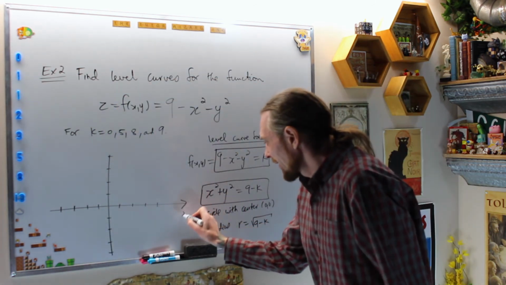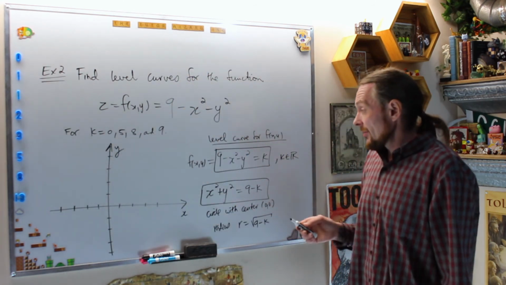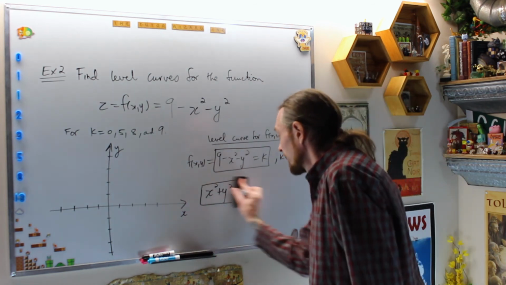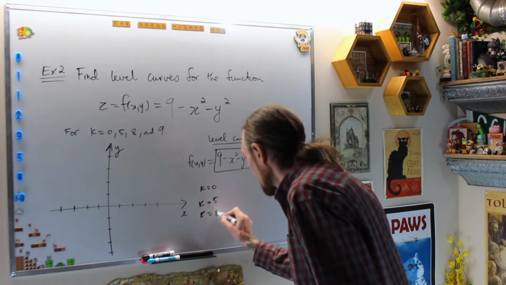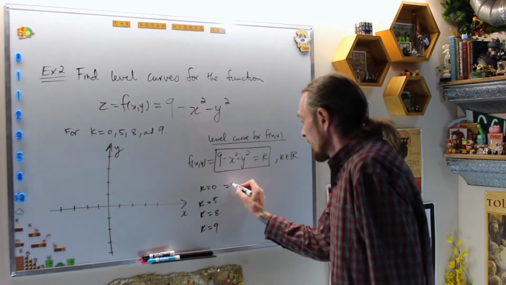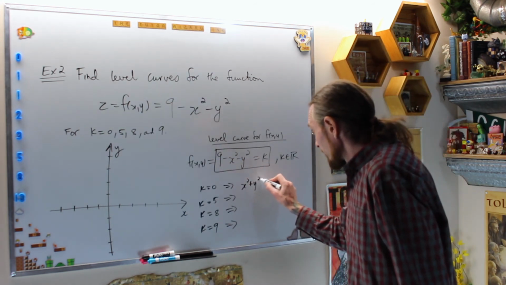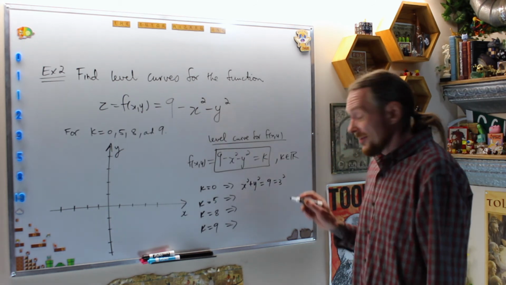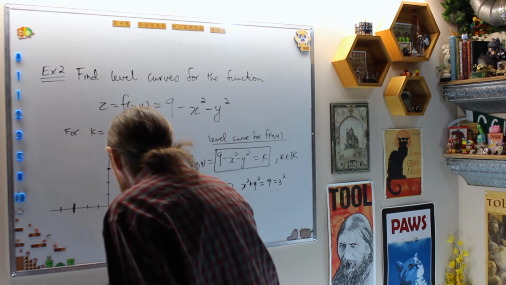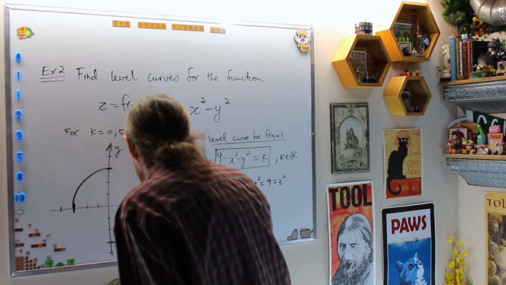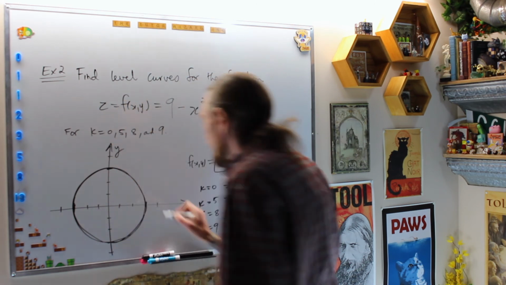Now I have an xy plane again. For k equals 0, k equals 5, k equals 8, k equals 9. When k equals 0, I get the circle x squared plus y squared equals 9, which is 3 squared. So the radius is 3, and we'll get the circle of radius 3.